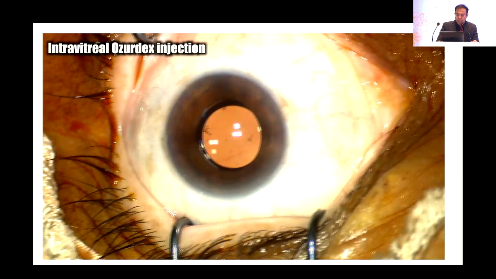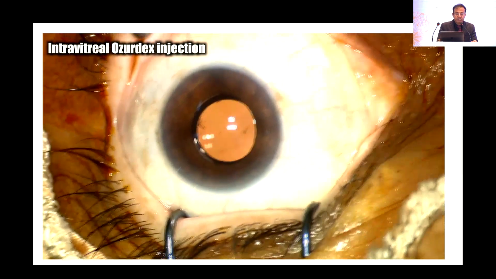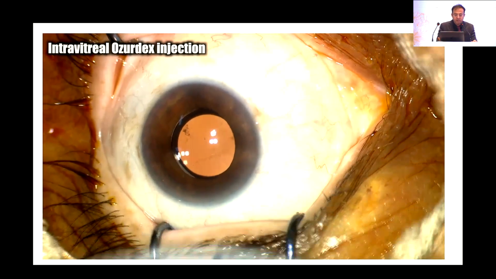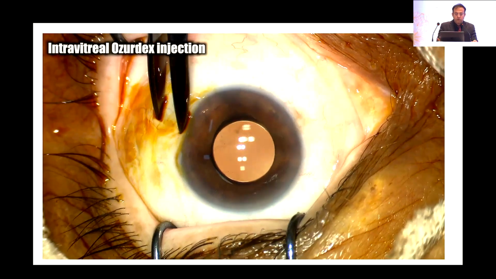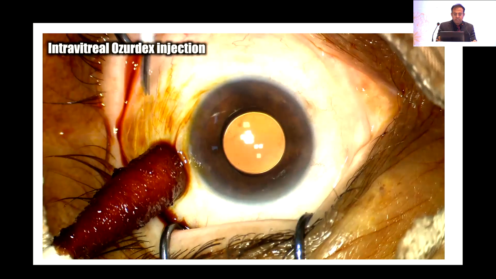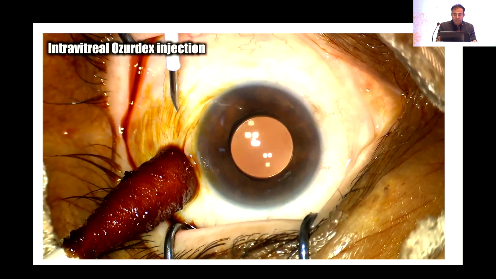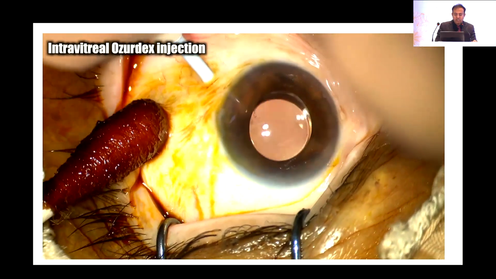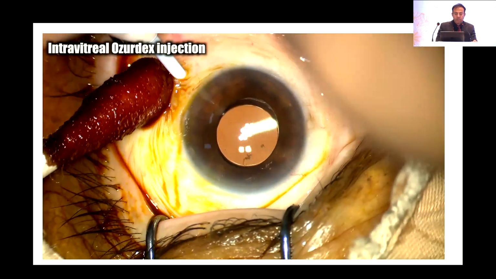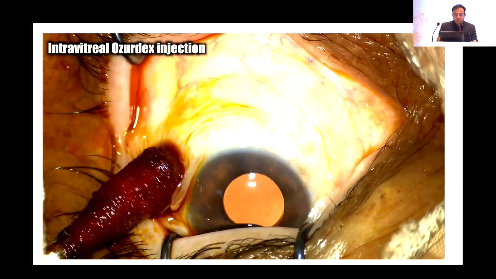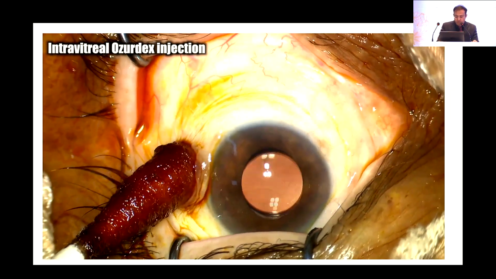So this is another video of Ozurdex injection. This is a steroid implant. Now this you need to be a little more careful. You need to first mark, and then this is a thicker needle. You have to go in a slightly slanting direction and then directly into the vitreous cavity, and then just take a swab and finish it off.